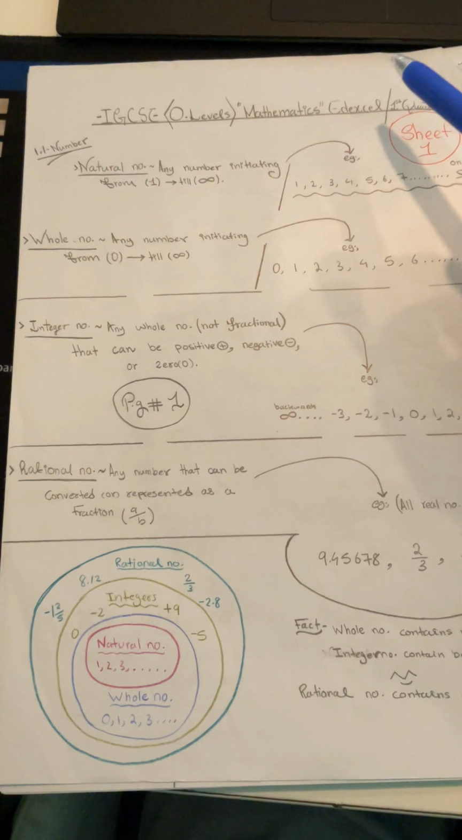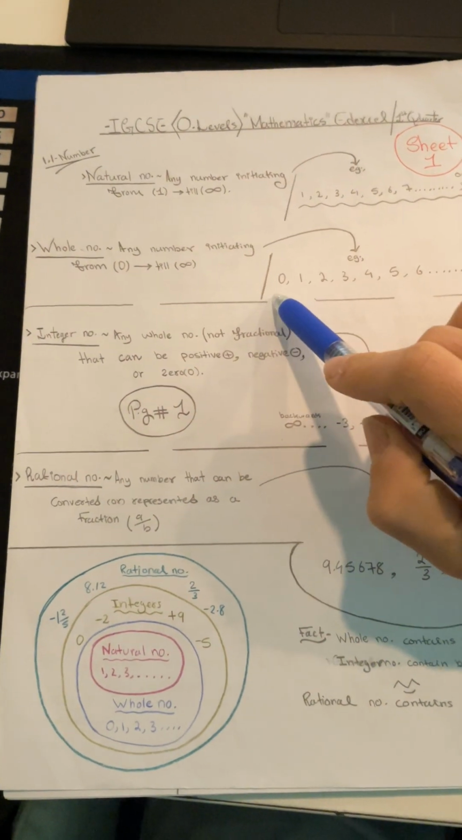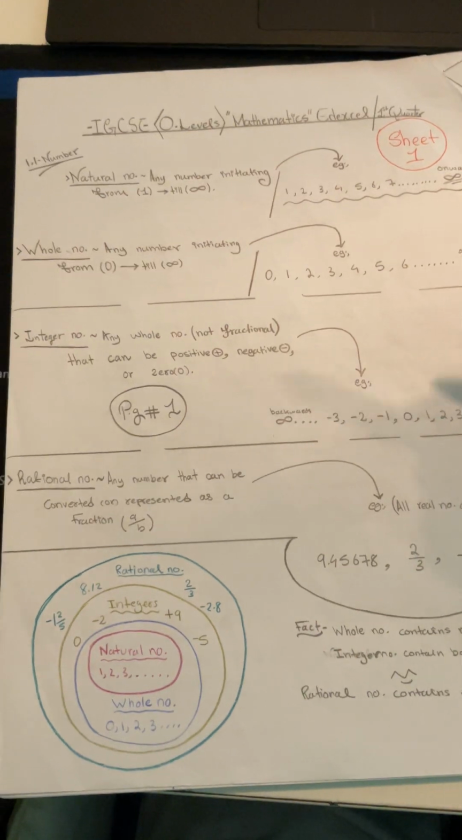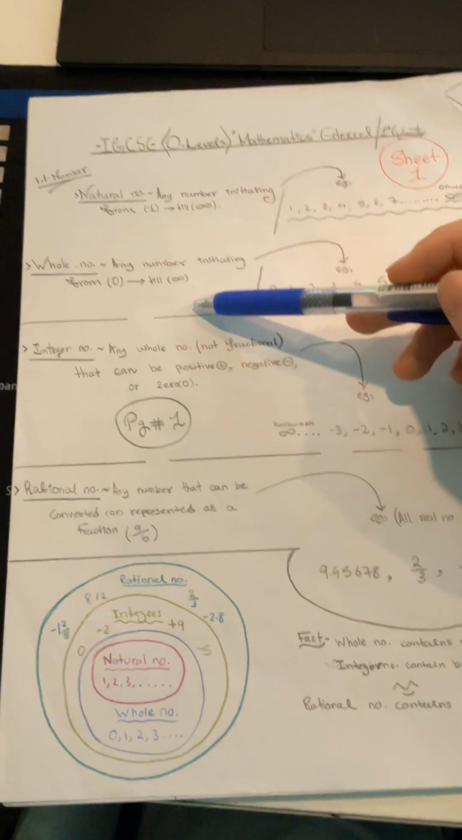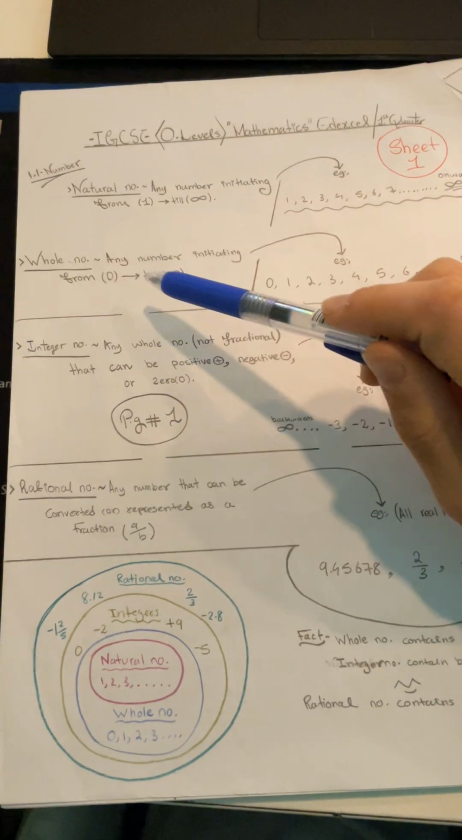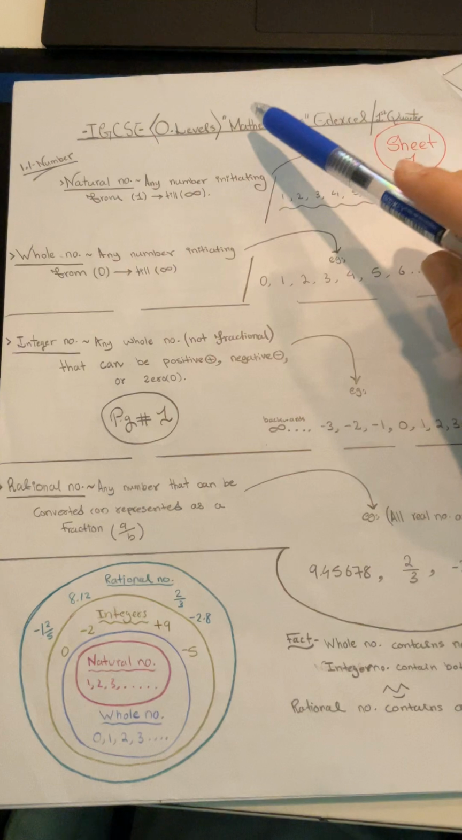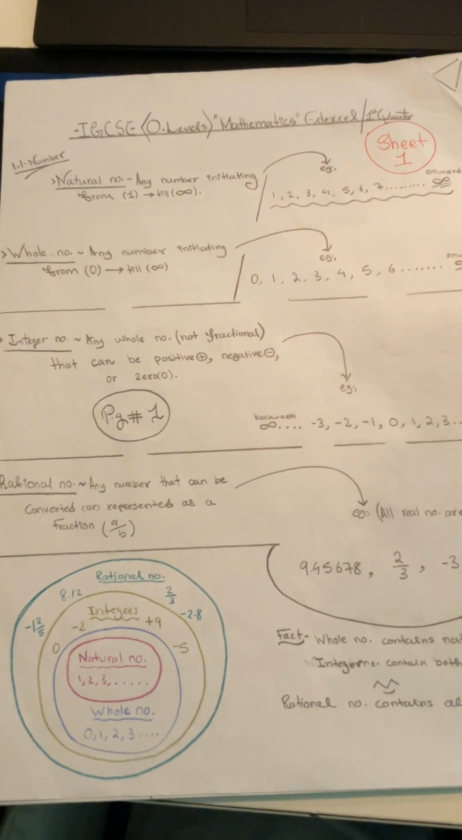A whole number is any number that starts from 0 and then keeps going on till infinite. So basically a natural number and a whole number are technically the same thing, the only difference is that a whole number will start from 0 and go to infinite, while the natural number will start from 1 and go to infinite.